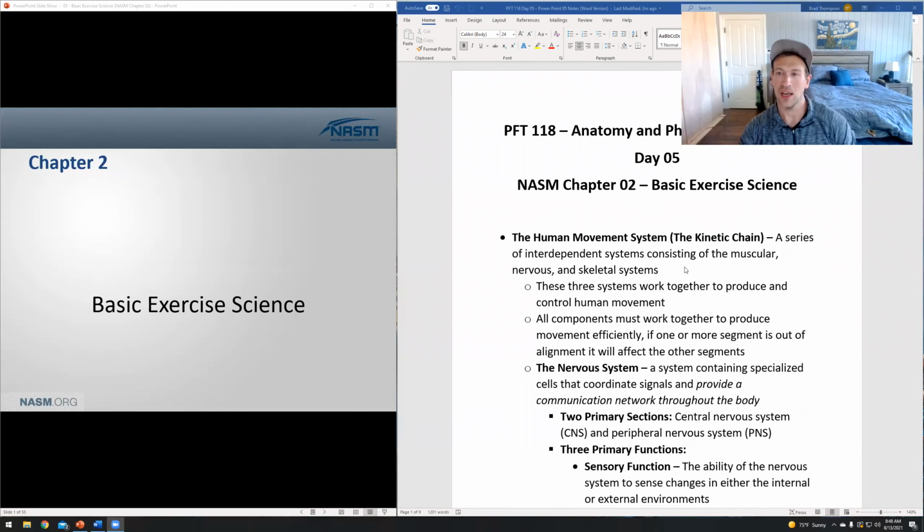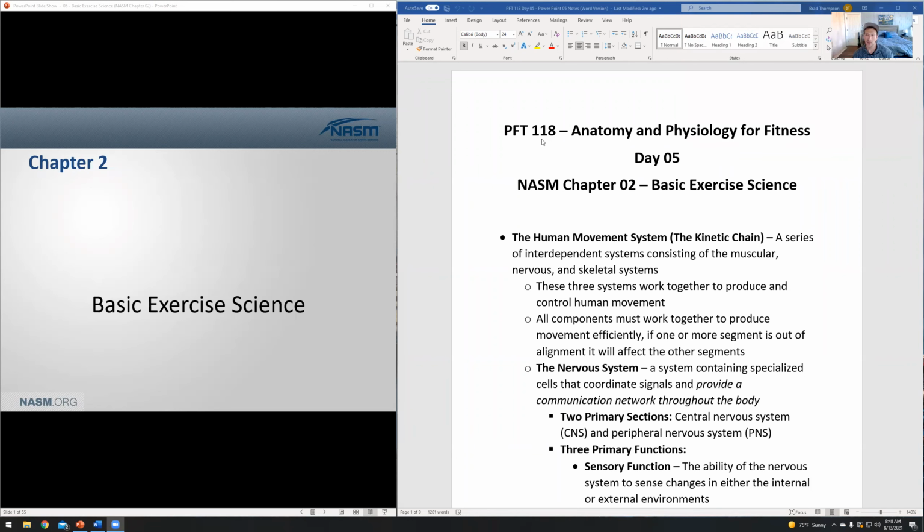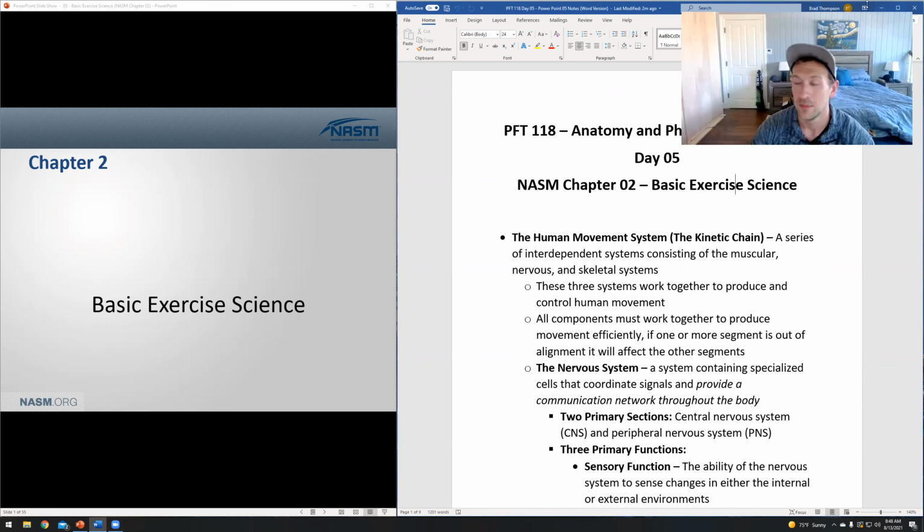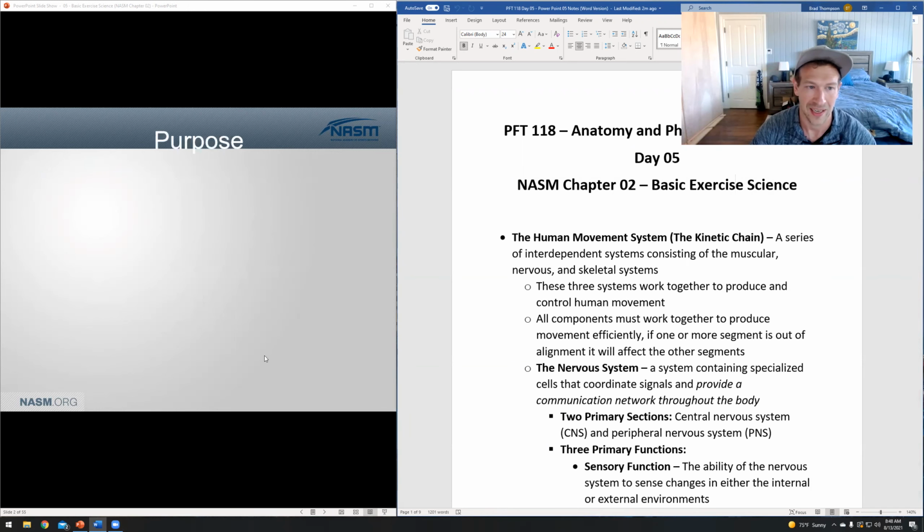All right, so today we are looking at PFT 118's day 5, which is covering NASM's chapter 2. We call this Basic Exercise Science, which is just the title of the chapter. It's really much more about human movement science than anything. We are going to be working our way through the kinetic chain today.